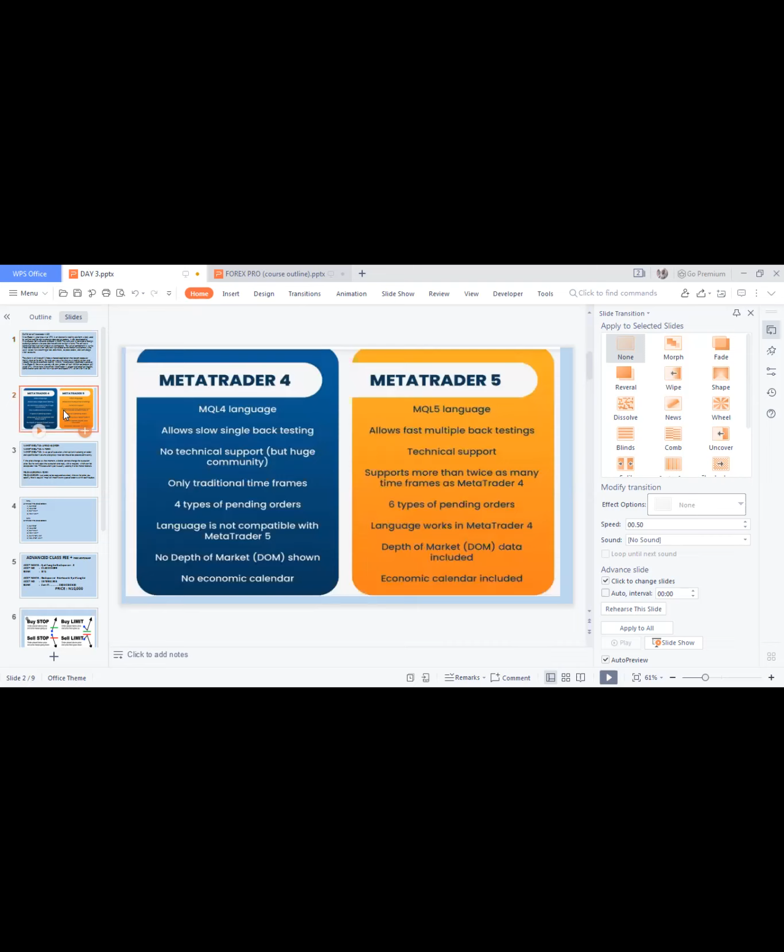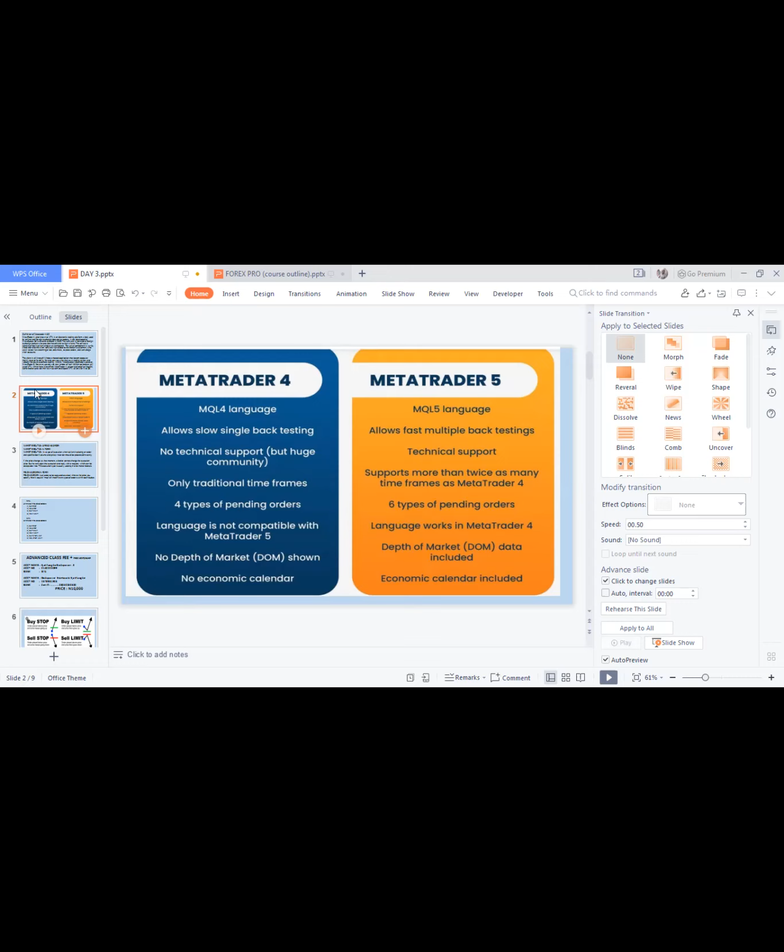Now, let us see the major differences between Metatrader 4 and 5. One, Metatrader 4 was designed with Meta Code Language 4. I told you that I'm designing a robot right now, and that robot has to do with Meta Code Language 4. Are you with me? Metatrader 5 was designed with Meta Code Language 5. It allows fast multiple backtesting. So all this, I will give you this PDF to read. That's how Metatrader 5 and 4 work.